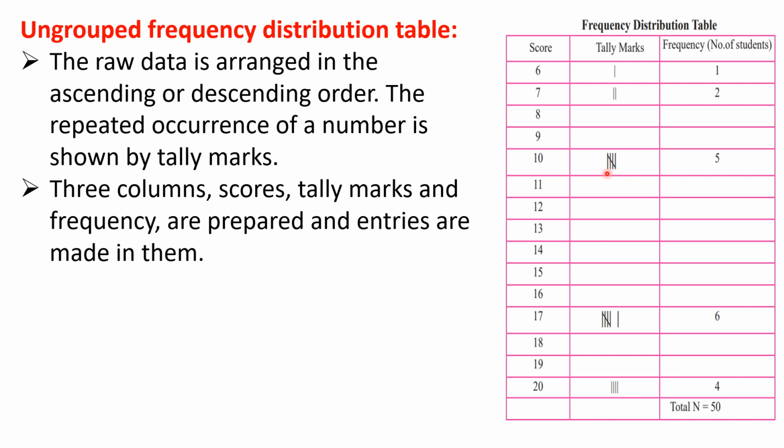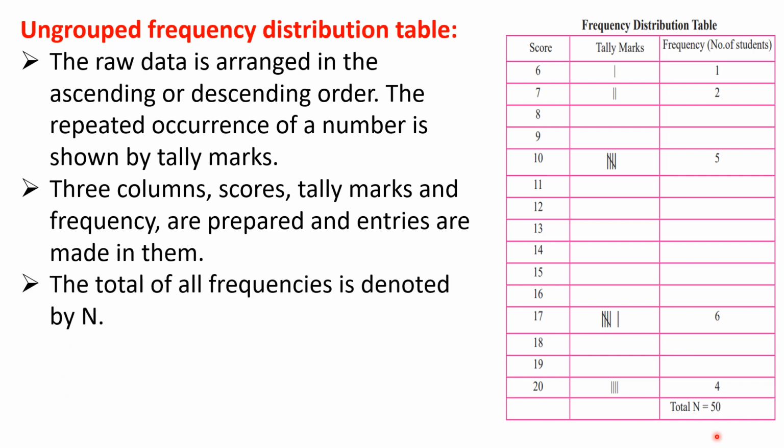So students, if there are 5 repeated numbers, it means the occurrence of this number is 5 times. So you put 4 vertical lines, 1, 2, 3, 4, and the fifth one you put as a slanting line, cutting these lines. So this becomes a group of 5. Then you can see for 17 it is 6. So you do 4 vertical lines and then a slanting line, which becomes a group of 5, and then for 6 one more tally mark. This is the way you put tally marks.